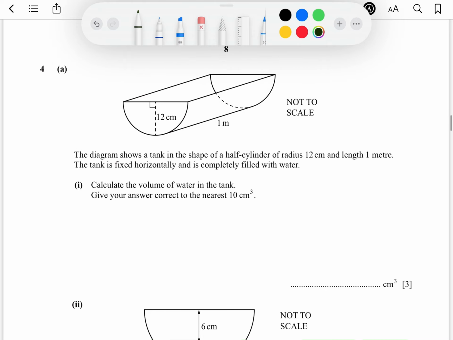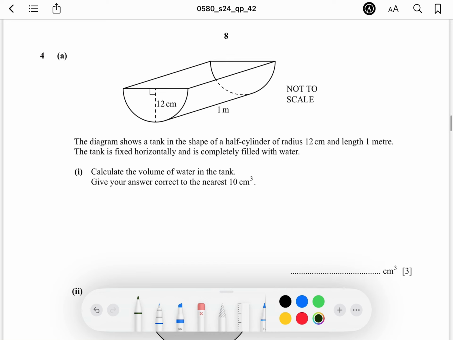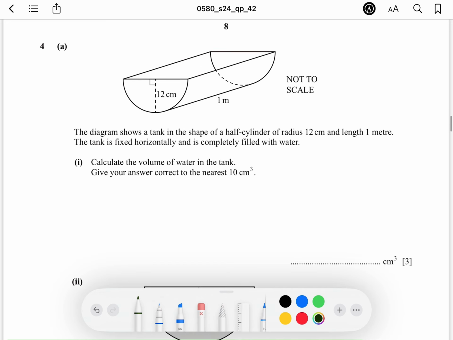Okay. So the diagram shows a tank in the shape of a half cylinder of radius 12 cm and length 1 meter. The tank is fixed horizontally. So ini macam tong gas yang besar tu untuk menyalai. Pernah nampak? Okay, so that's how big it is. The tank is fixed horizontally and is completely filled with water. Calculate the volume of the water in the tank.